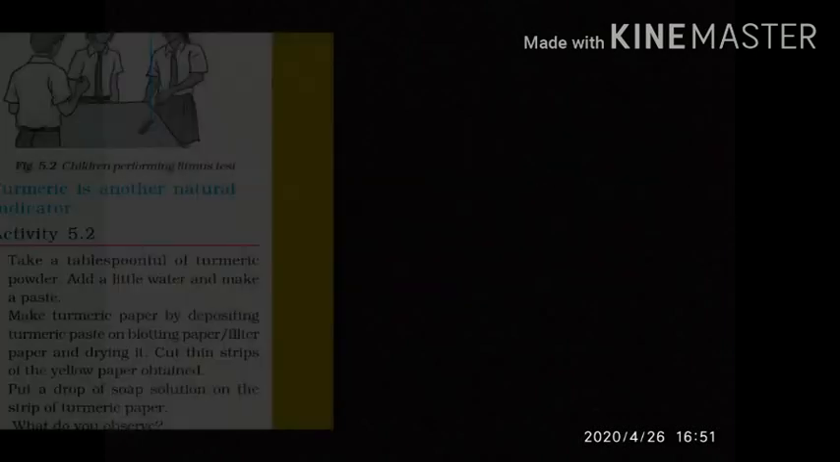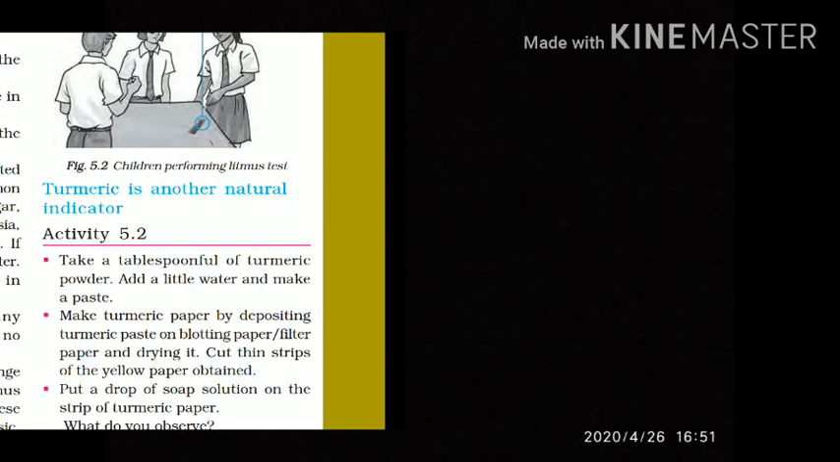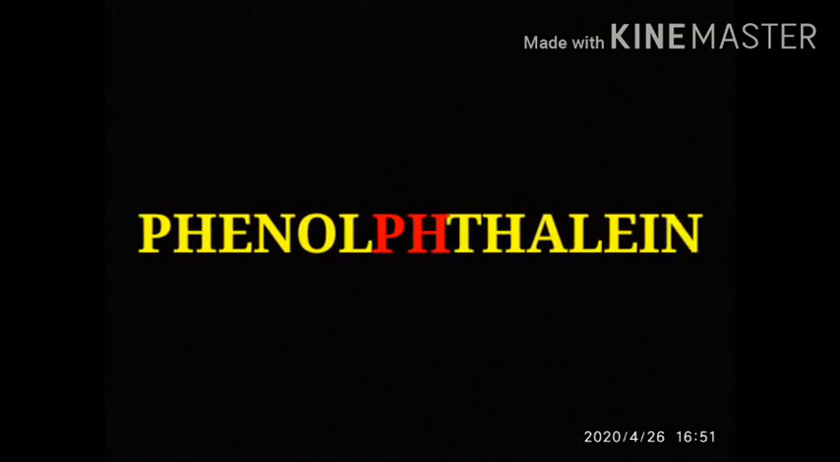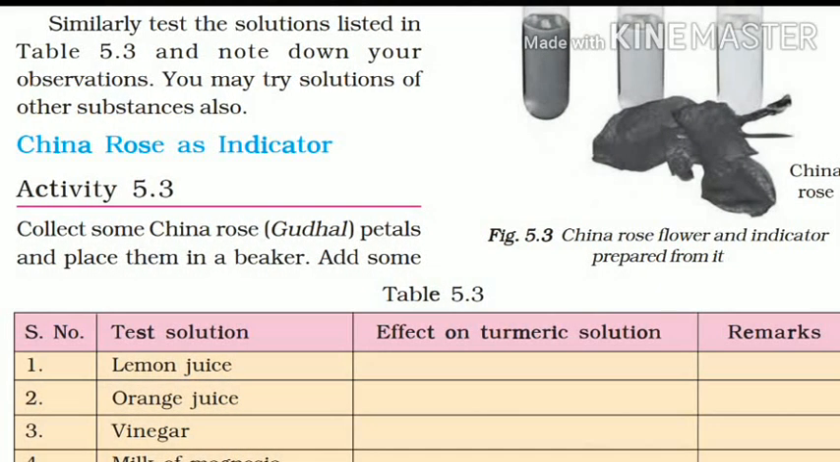And there are so many natural indicators such as turmeric juice, red cabbage juice, China rose juice. Okay. Phenolphthalein is also an indicator. Phenolphthalein, mind the pronunciation. Phenolphthalein. Okay. Now, China rose indicator.